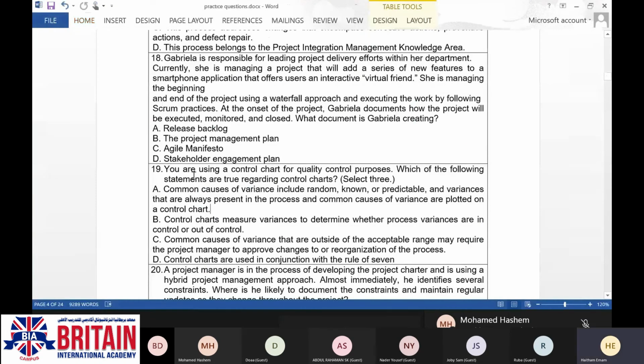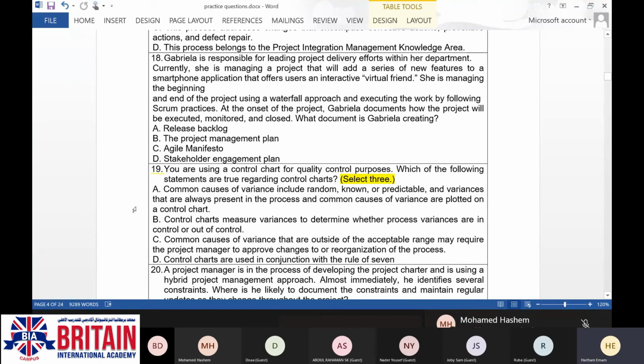Here, the question is saying that you are using a control chart for quality control purposes. Which of the following statements are true regarding the control charts? Select 3. Again, one word can change everything. Common causes of variance, including random, known, or predictive, and variances that are always present in the process, and the common causes of variances are plotted on a control chart.